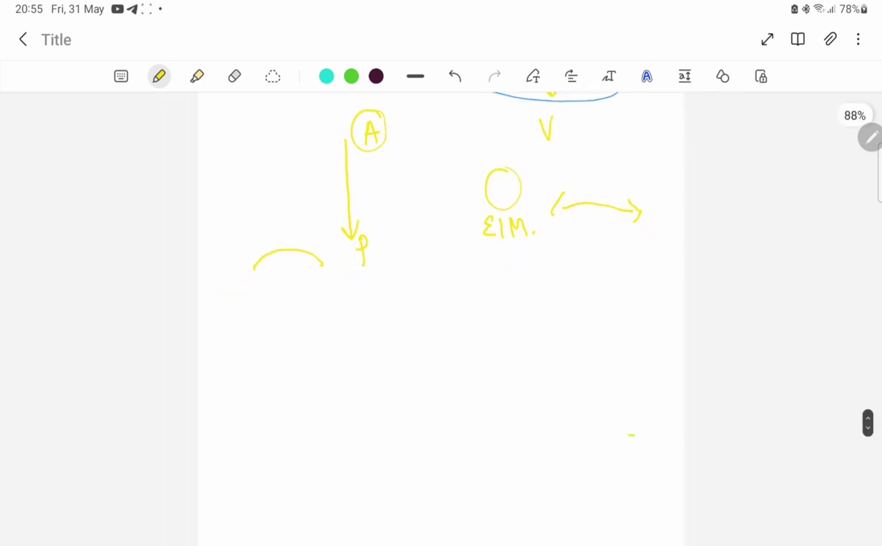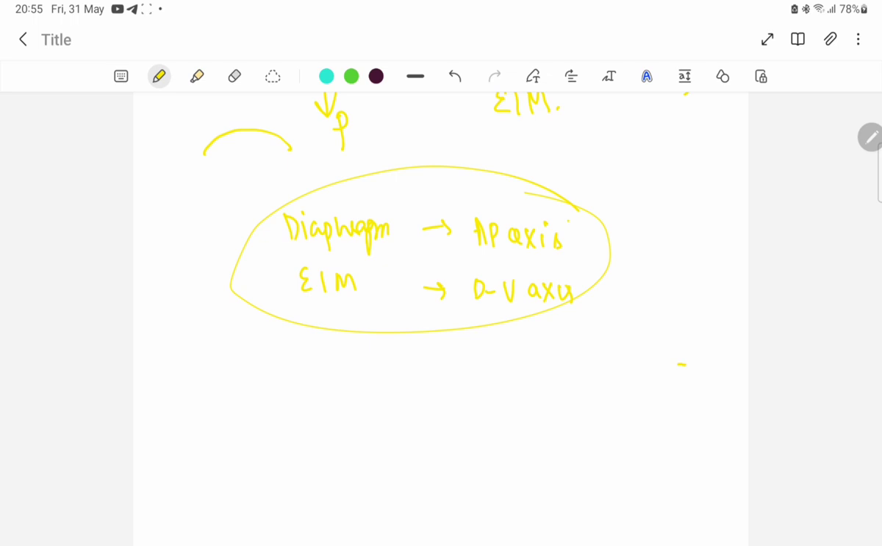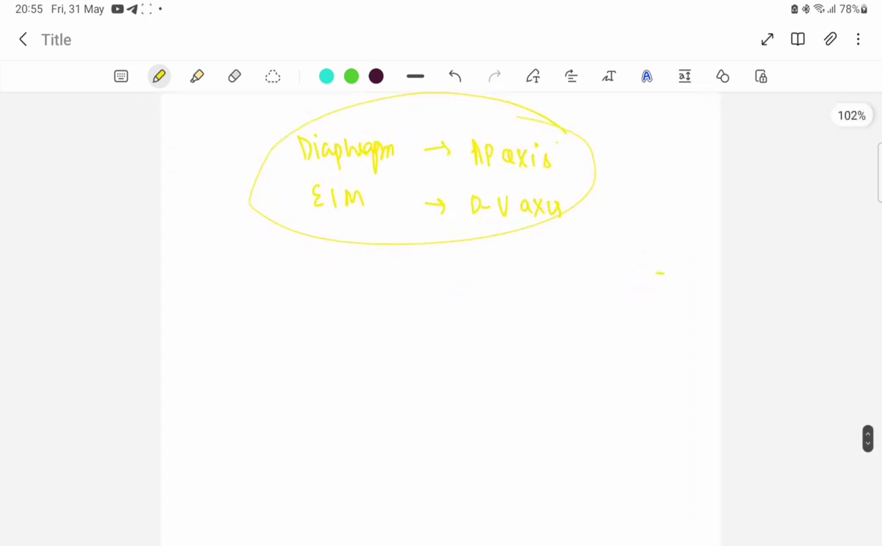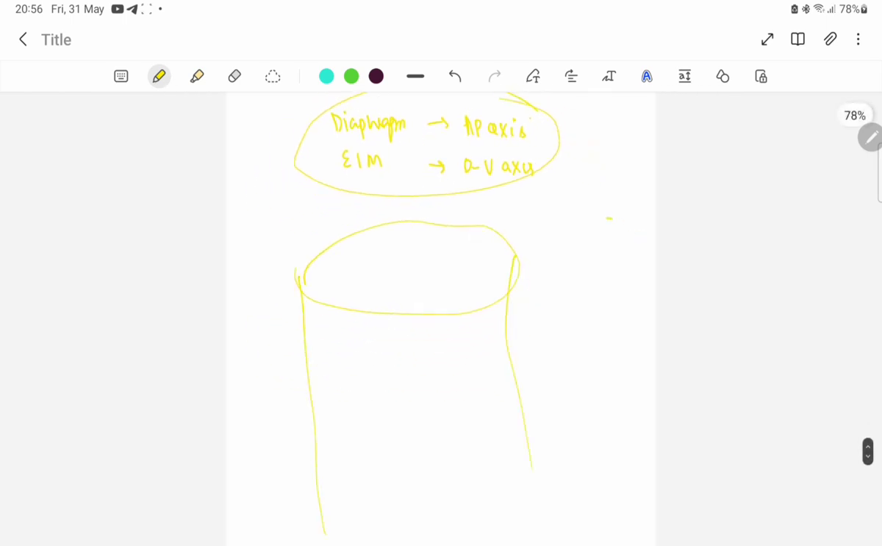These two are very important points for the NEET. These two questions are very important. The diaphragm causes increase in the AP axis diameter and the external intercostal muscle causes increase in the dorsoventral axis. So these two are very important. As we all know, the thoracic cage is expanding like this and like this. So here also it is increasing in diameter, in lengthwise also it is increasing in diameter. So the thoracic cage volume is increased.